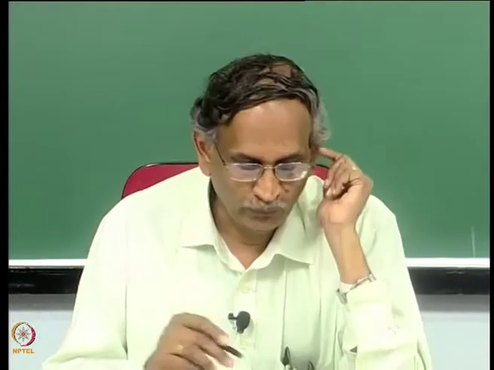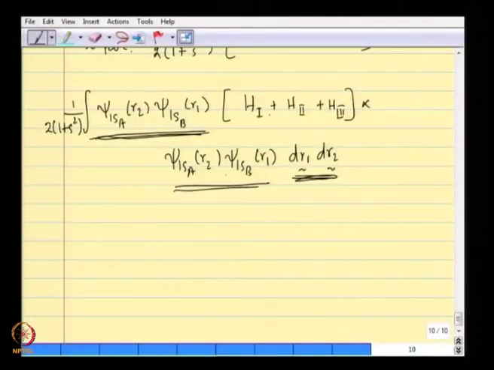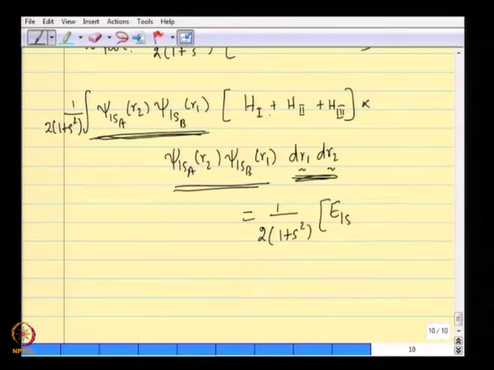Therefore, the Hamiltonian is symmetric with respect to the interchange of 1 and 2. The wave functions are only interchanging the coordinates, and dr1 and dr2 are sort of dummy variables when you do the integration. Therefore, this is exactly the same as what we had calculated, namely 1 by 2 into 1 plus S square. It is also E1s A plus E1s B plus J.